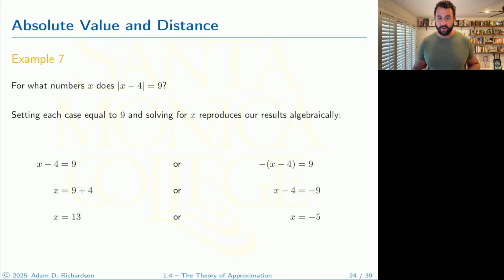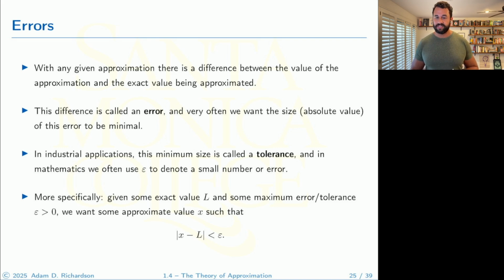All right. Okay. Now that we've talked about absolute value, we've talked about distance, we need to talk about errors. So like I mentioned a bunch of times, anytime you've got an approximation, there's a difference between the value of the approximation and the exact value being approximated. There's a difference there. And we call that difference an error. Okay, that's an error associated with the approximation. Very often, we want to know the size of that error, the absolute value, and most of the time, we want that error to be very small. How small is a big question. That's a question that has infinitely many answers that completely depends on the context.